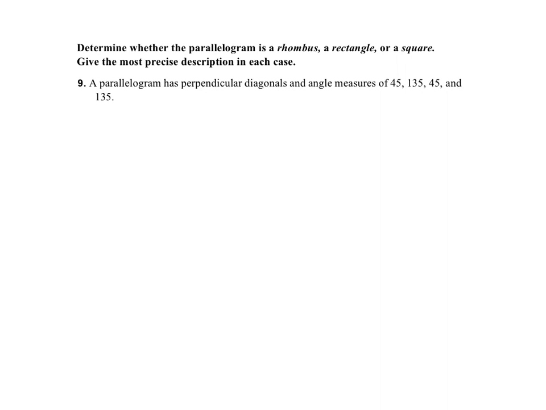Okay. Determine whether the parallelogram is a rhombus, a rectangle, or a square, giving the most precise description in each case. It says a parallelogram has perpendicular diagonals. So I know that it has perpendicular diagonals, and its angle measures are 45, 135, 45, and 135. So in this case, because it has perpendicular diagonals, it could be a rhombus or a square, right? But to be a square, its angles have to be right. So the only possibility here is to be a rhombus.